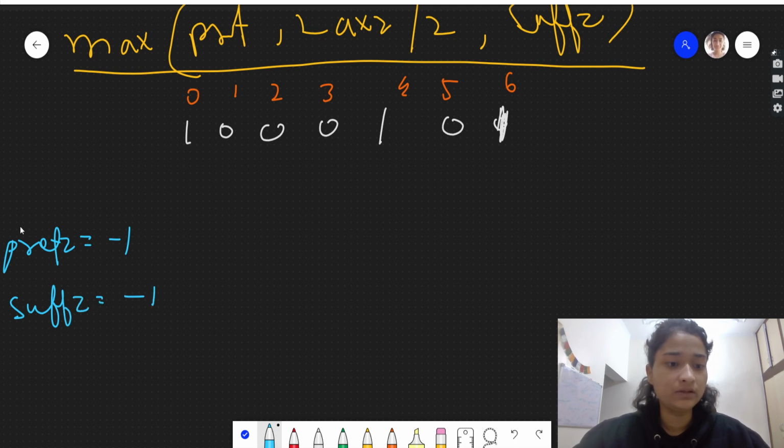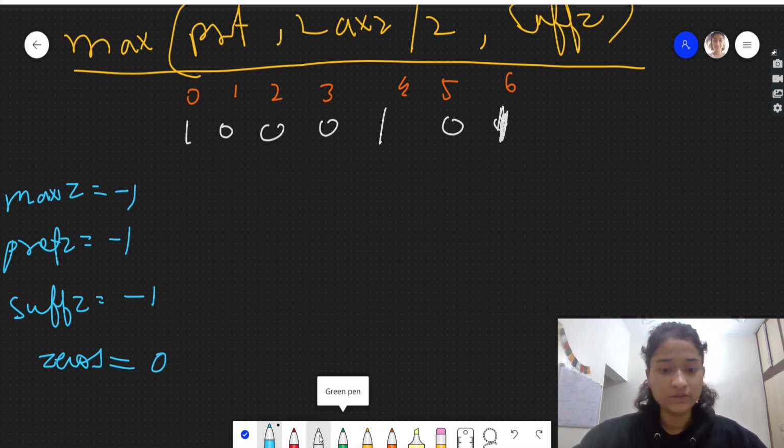Take prefix zeros as -1, and max zeros, which will be the middle zeros, as -1, and one zeros variable which will tell us the current count of zeros. Initialize it with 0. So we will start the traversal.